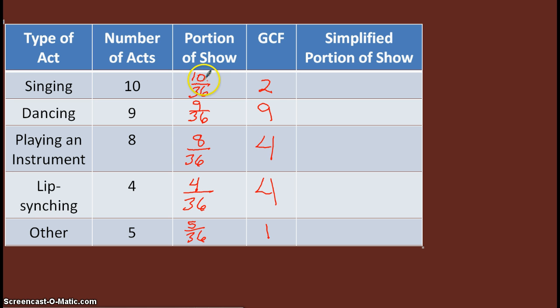In this case, the greatest common factor of 10 and 36 is 2. And so I know if I divide 10 by 2, I'm going to have 5. Now if I divide 36 by 2, I'll have 18. I already reduced this one down orally just a moment ago, so 9 will go into 9 once, and 9 will go into 36 4 times. Here, 4 will go into 8 twice, 4 will go into 36 9 times, 4 will go into 4 1 time, and 4 will go into 36 9 times. And then, since 1 is the greatest common factor of 5 over 36, I can simply write down 5 over 36.